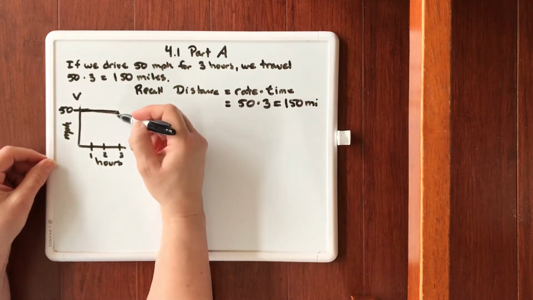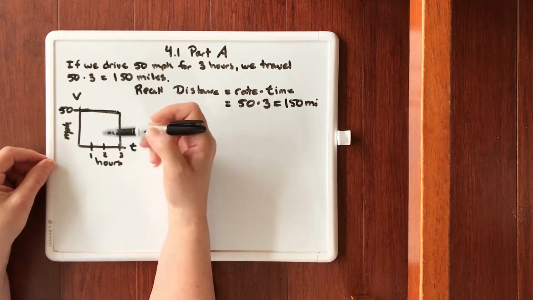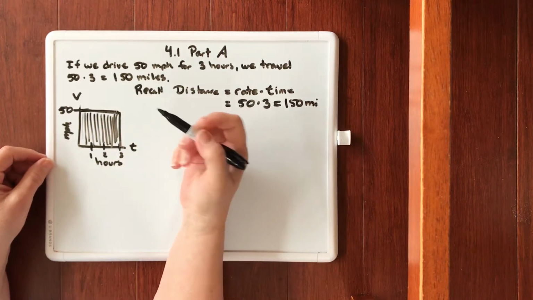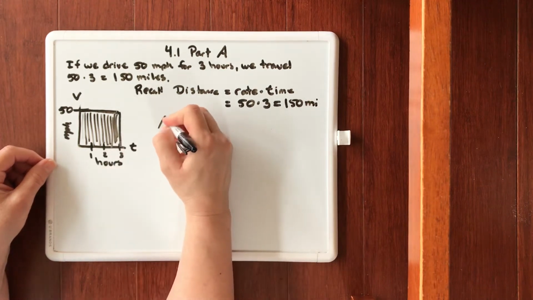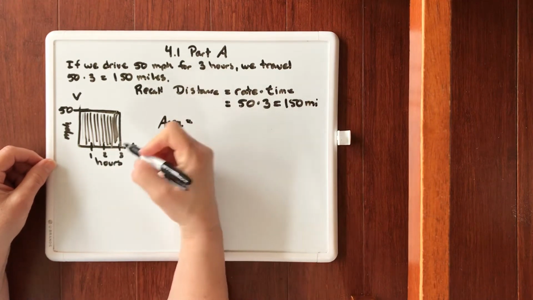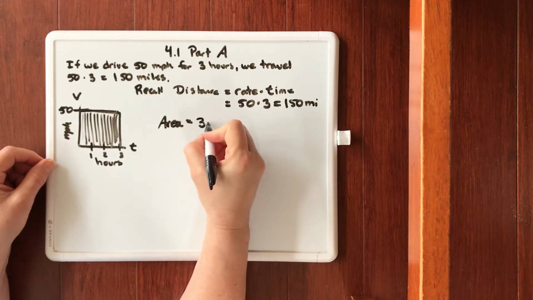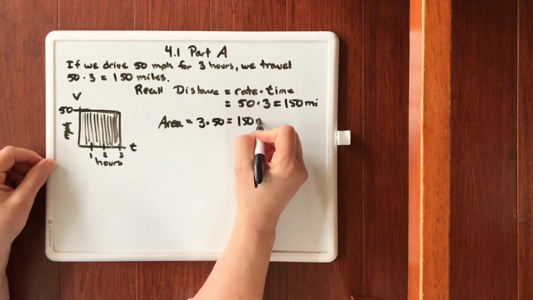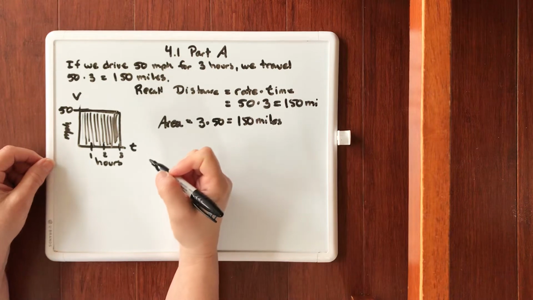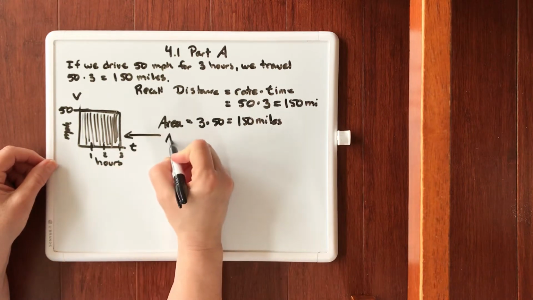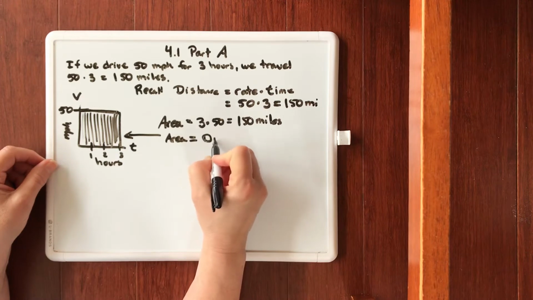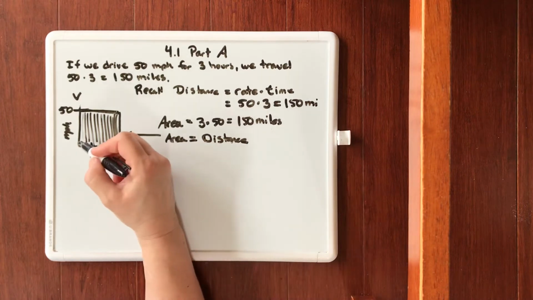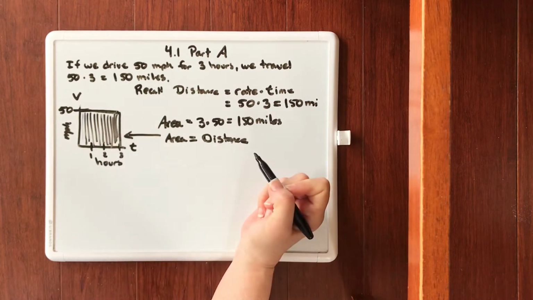Let's look and see what the area under the curve represents. If we take this area and we have 3 hours times 50 miles per hour, we have 150 miles. So we can see the area right here equals distance. Area equals rate times time, which is the distance.